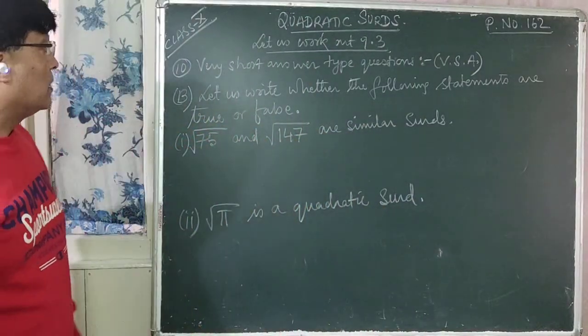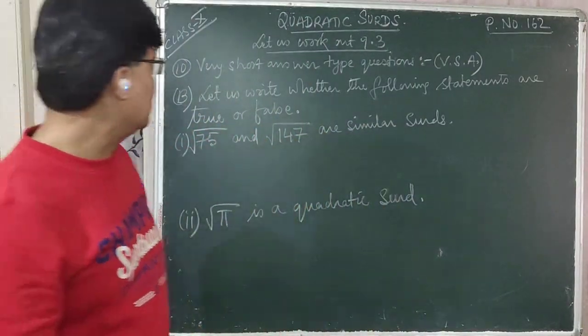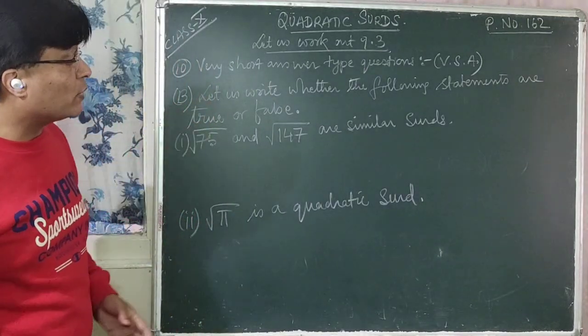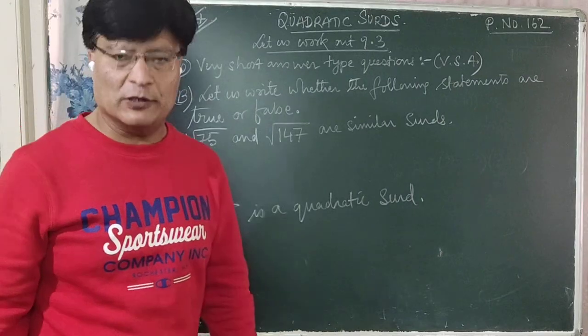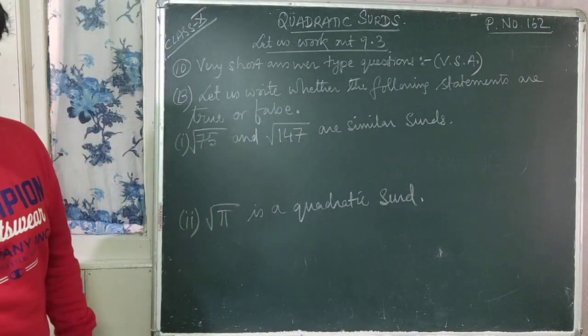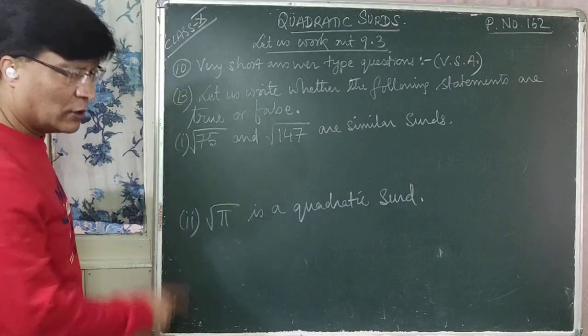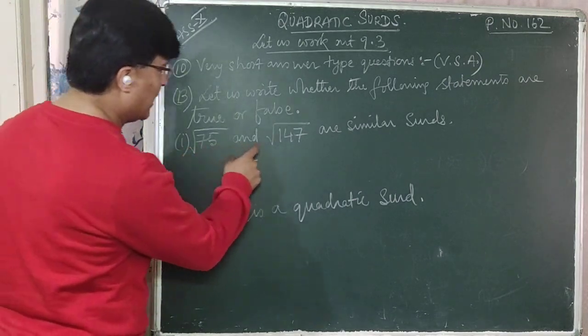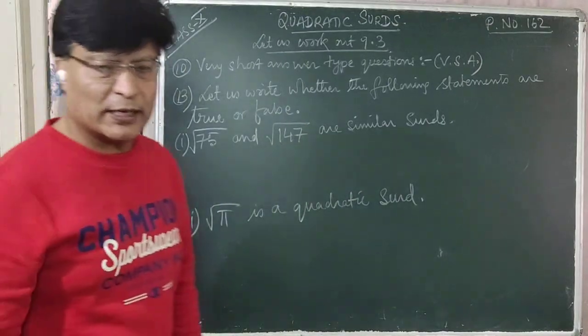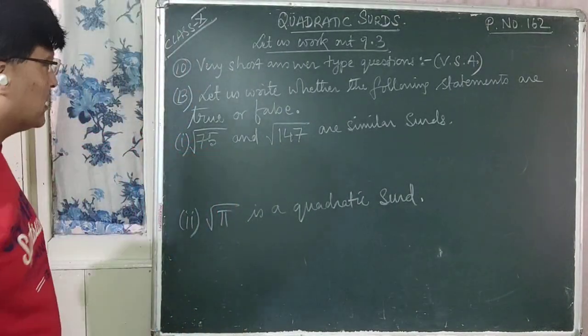So now let us do another type of question, that is question number B. Let us write whether the following statements are true or false. You have to check whether the given statements are true or false. Okay. So now number 1, root over 75 and root over 147 are similar surds. Is the statement true or false? You have to check it.